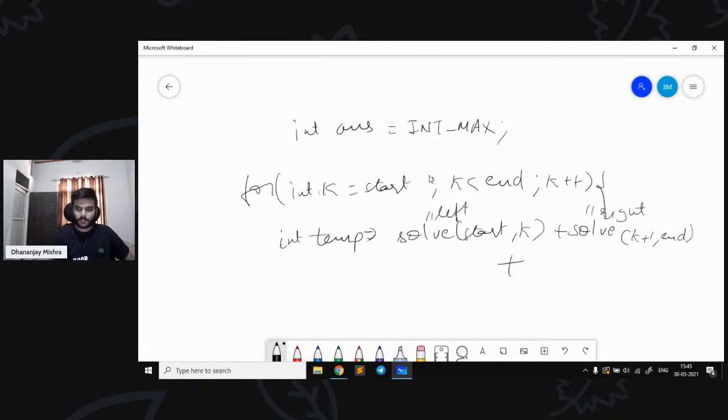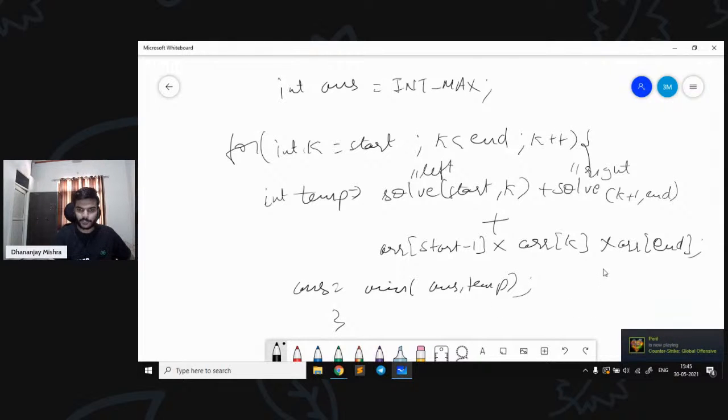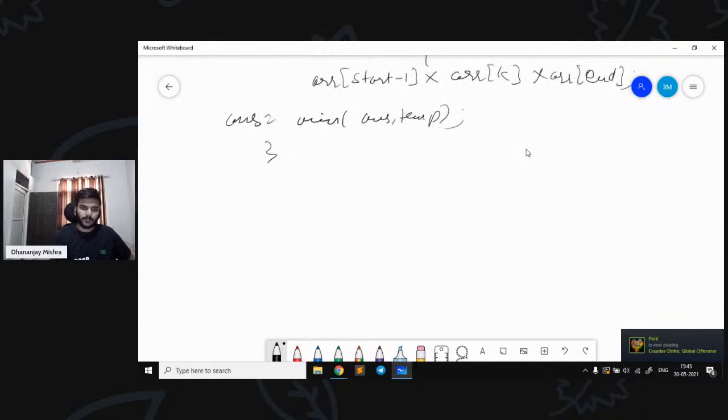Now the last thing was multiplying the final result matrices of these left and right multiplications, right? That was done by array of start minus 1 into array of k into array of end. After that, we were just choosing the minimum out of all these temporary answers and returning it. That's all we did in the recursive part, and we just return the answer.